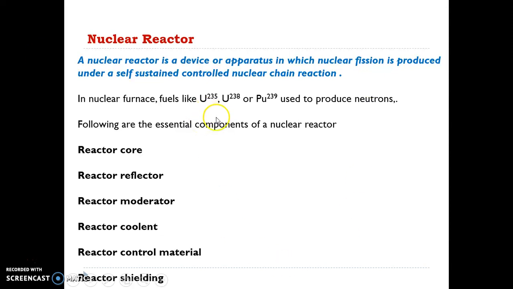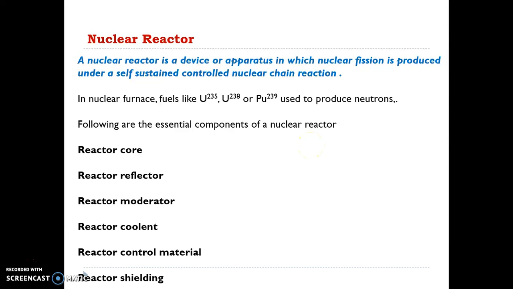So first of all, what is a nuclear reactor? A nuclear reactor is a device or apparatus in which nuclear fission is produced under a self-sustained controlled chain reaction. The most important part is self-sustained controlled chain reaction. Of course, there will be a nuclear fission process in a nuclear reactor, but that will be a self-sustained controlled chain reaction. Means we are going to use a controlled chain reaction over here.